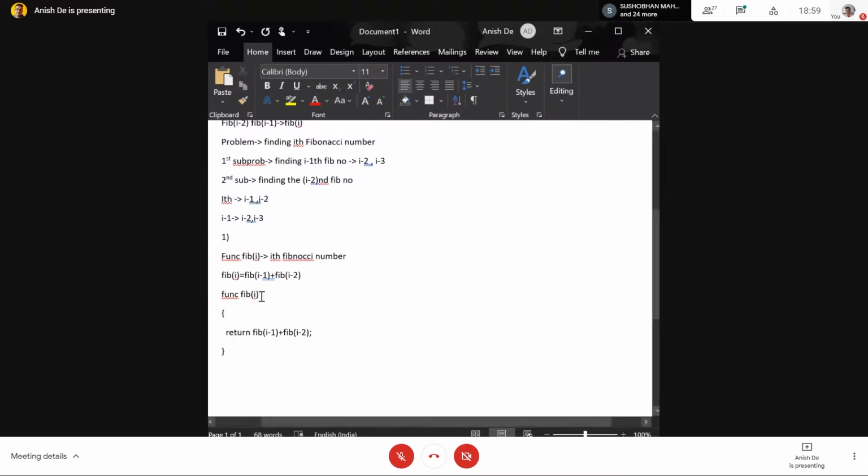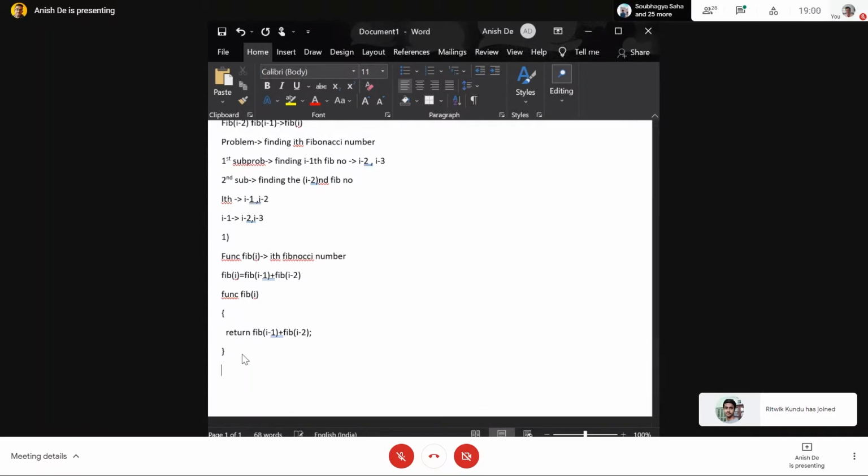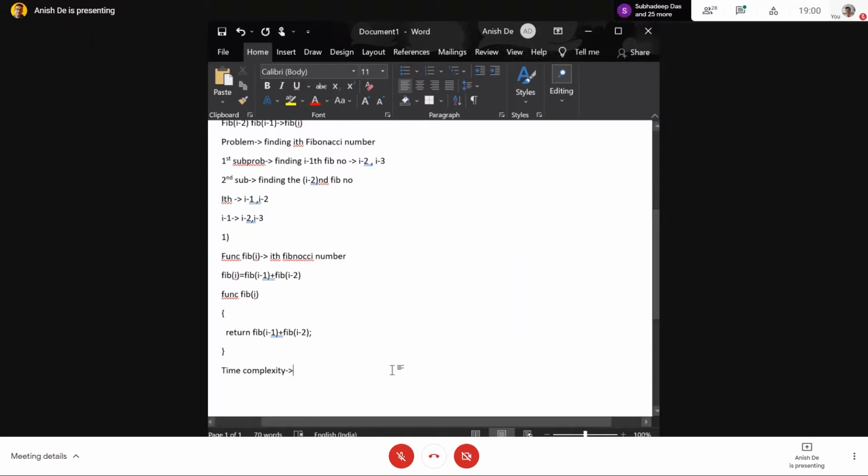So if we have to find the ith Fibonacci number, we can just return the sum of the previous two. Now, what will be the time complexity of this function? Can anyone tell? What will be the time complexity of this function?